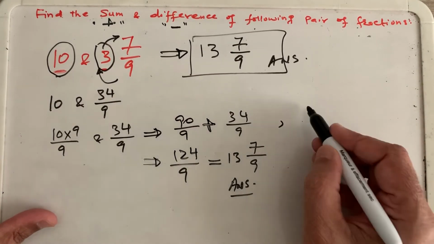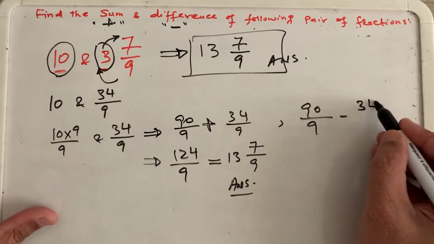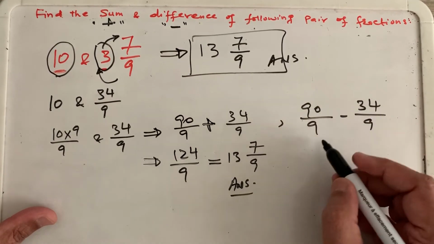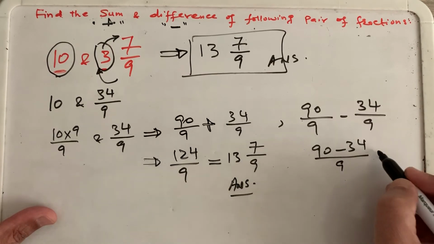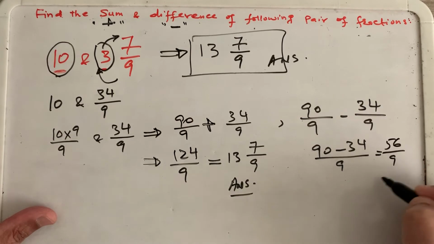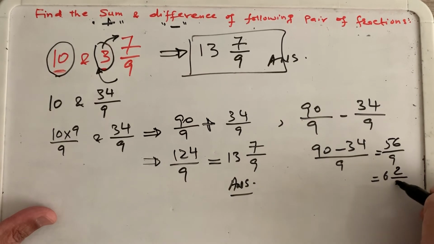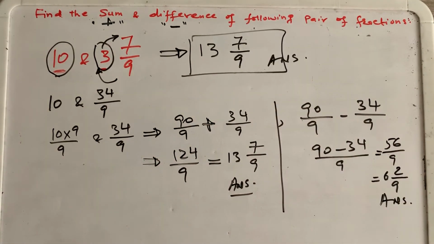Now you have to subtract. So subtraction is easy. 90 divided by 9 minus 34 divided by 9. And you can subtract the tops, like the numerator, 90 minus 34 divided by 9. And this will give you how much? 56 divided by 9. And then you convert back into a mixed fraction. 9 times 6 is 54. 2 over 9. 6 and 2 over 9 will be your answer for subtraction. So you have to do it twice, one for addition, one for subtraction. And now we take another example.